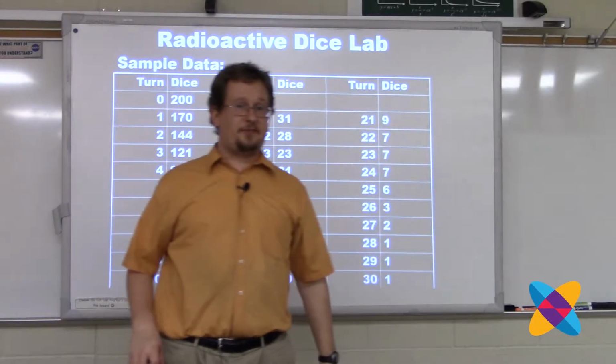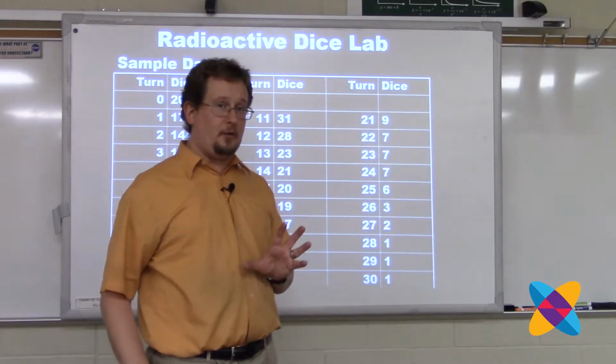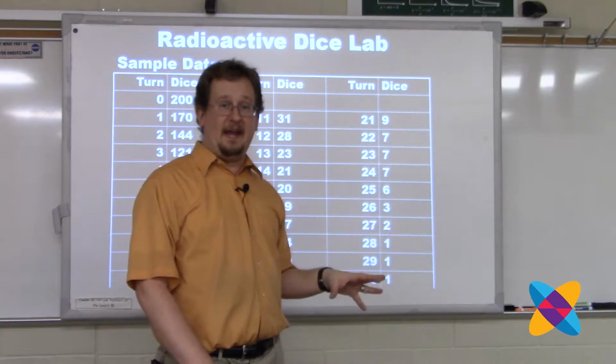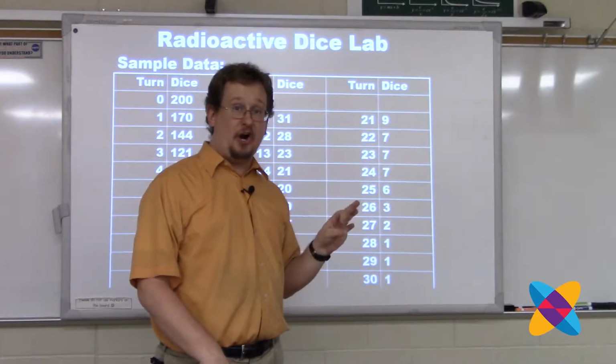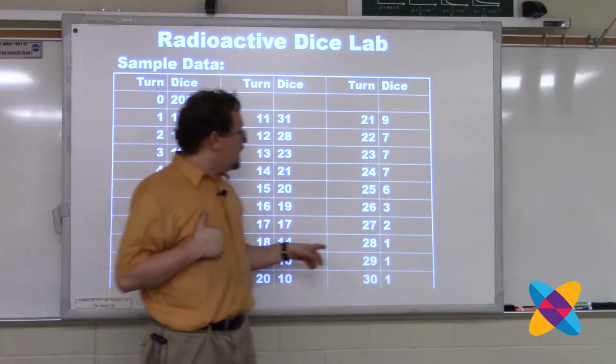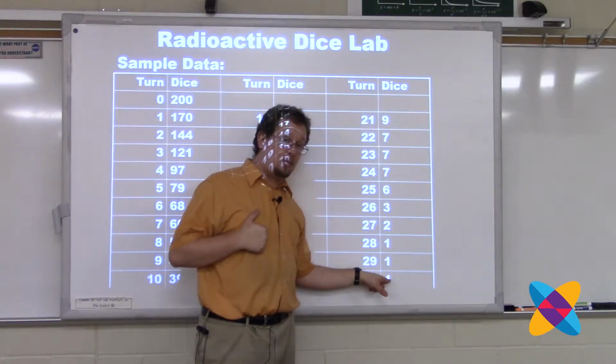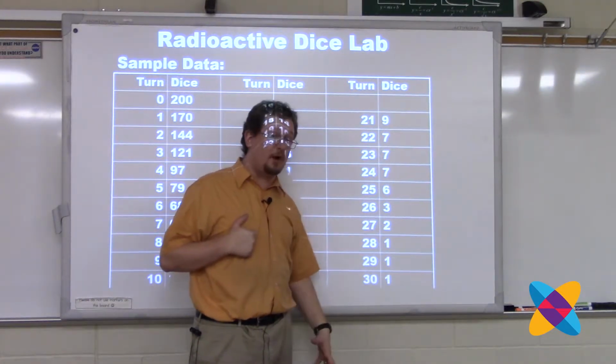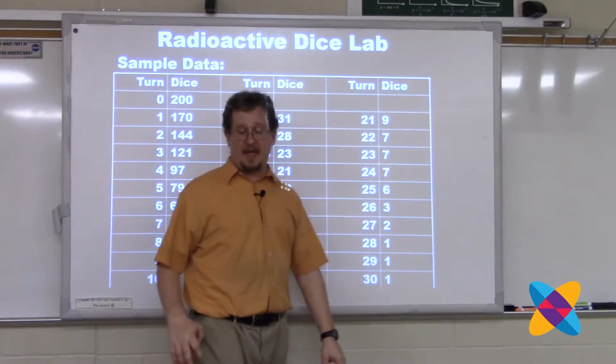Okay, I'm going to show you some sample data. I would like to inform you that I don't take data past the last turn. So here, this is a dice game that lasted 30 turns. Turn 30 was the last time we had one die. On turn 31, we got 0, and I just don't even take data at that point.